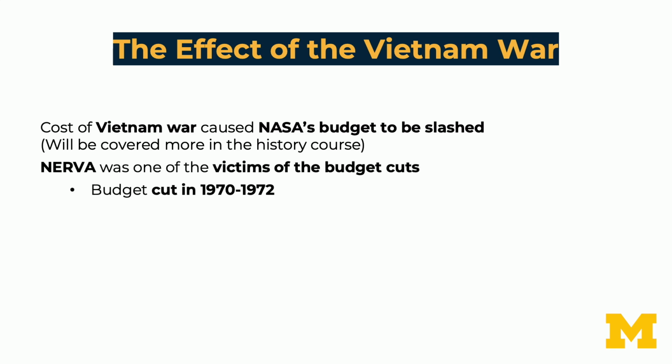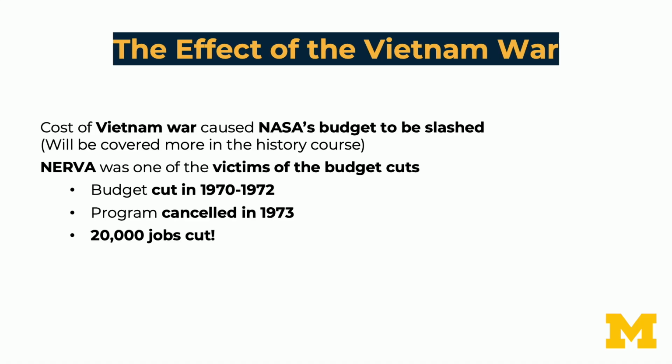The budget was cut in 70, 71, and 72, and then it was completely canceled in 73. And that was completely the end of the Nerva project. Even though this was a really cool technology that was almost ready to fly, completely cut. And, you know, when they cut gigantic budgets, lots and lots of jobs are cut. And so about 20,000 jobs were actually cut in the Nerva program.